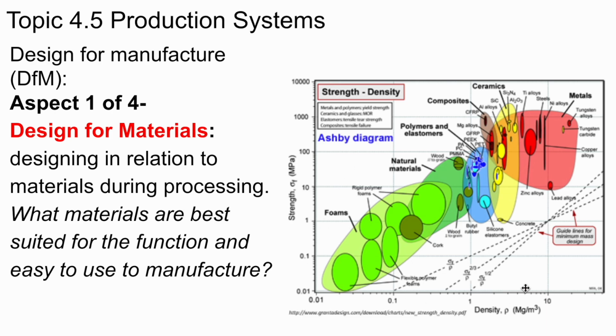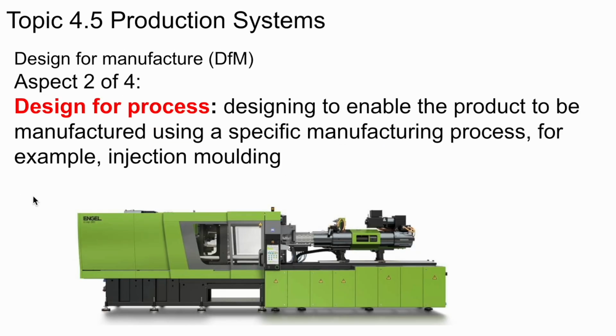You should be using these in Criterion A as part of your research and in Criterion C as part of a justification for materials that you're choosing in your IA. Design for process involves designing to enable the product to be manufactured using a specific manufacturing process. For example, injection molding. So this is an injection molder right here. You add plastic into the hopper, it's heated, it's pressed into a die or a mold, and it is then extracted from that die and mold after it's cooled.